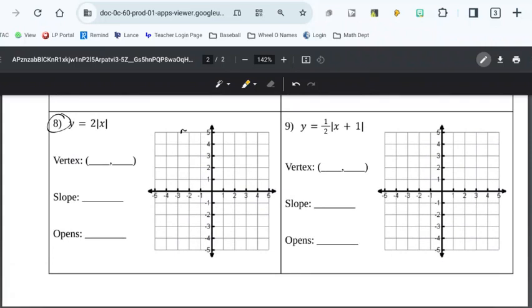Number 8. In this one, again, there is no value for h. So again, it is 0. And then there is no value for k, which means it's also 0. And then our slope is a positive 2. And it's positive, so it's going to open up. So we have 0, 0 as our vertex, and 2 over 1 for our slope. So we go up 2 to the right 1. And then to complete that V shape, we go up 2 to the left 1.